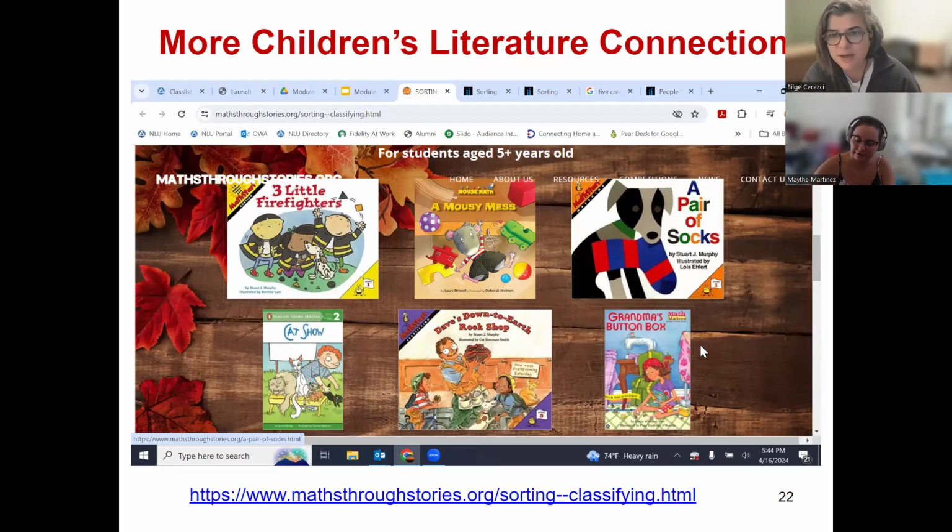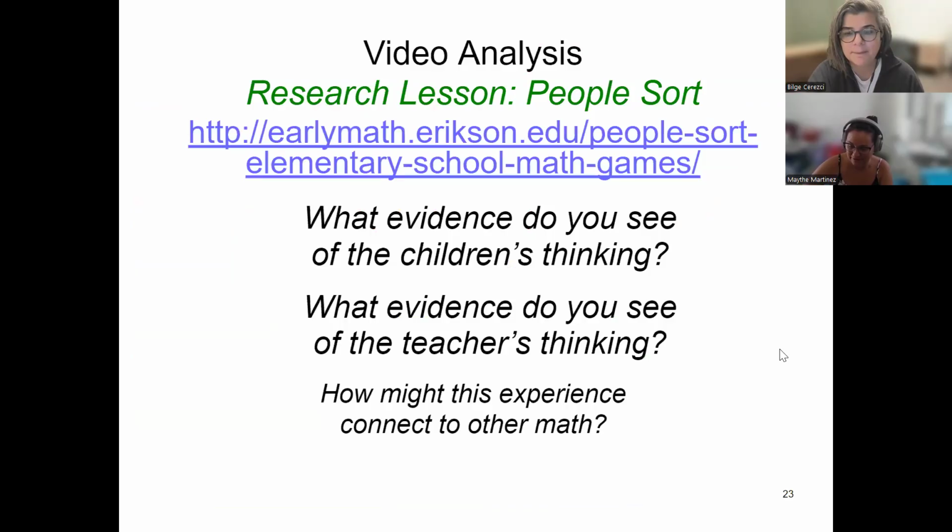The website is underneath the link. I just took a screenshot of the page. So there are more other books here too. You can use the link and it will take you to the book suggestions, like A Pair of Socks, Grandma's Button Box. I think there are Spanish books here too, so you can even look at it by language. So go to this website and check out more book options that you can have. That gets into sorting. That's wonderful, Bilge.